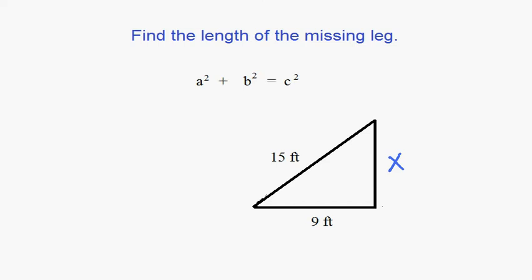Let's get started. The first step is to take the information from the triangle and plug it into our formula. We have a squared, which is represented by leg A, and we have b squared, which is represented by 9 feet, and then we have c squared, which is represented by the hypotenuse 15 feet.